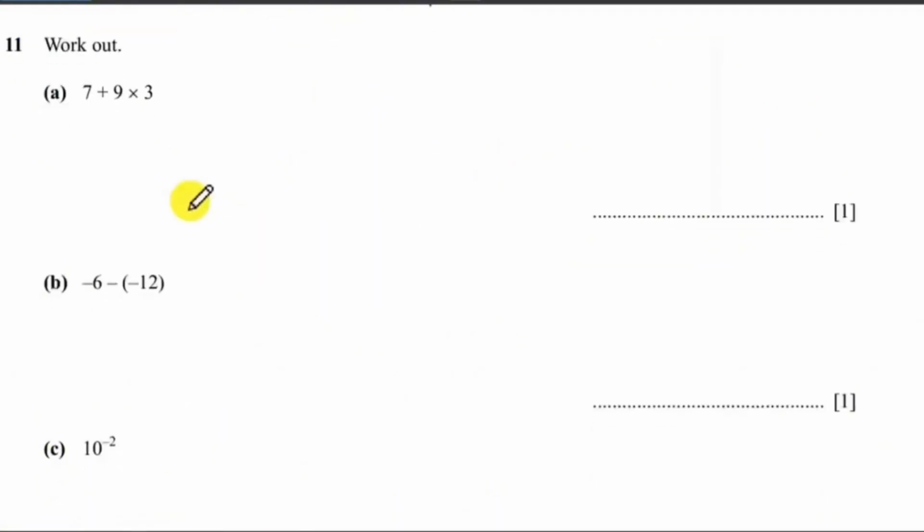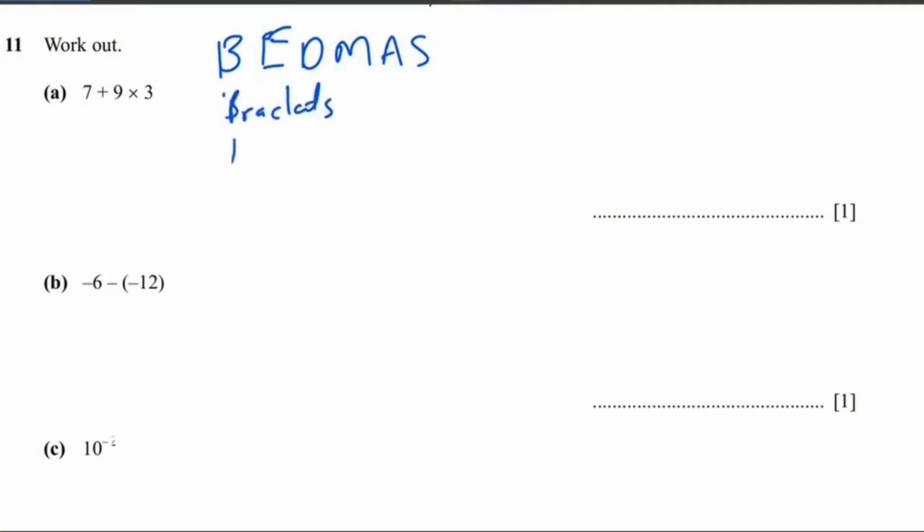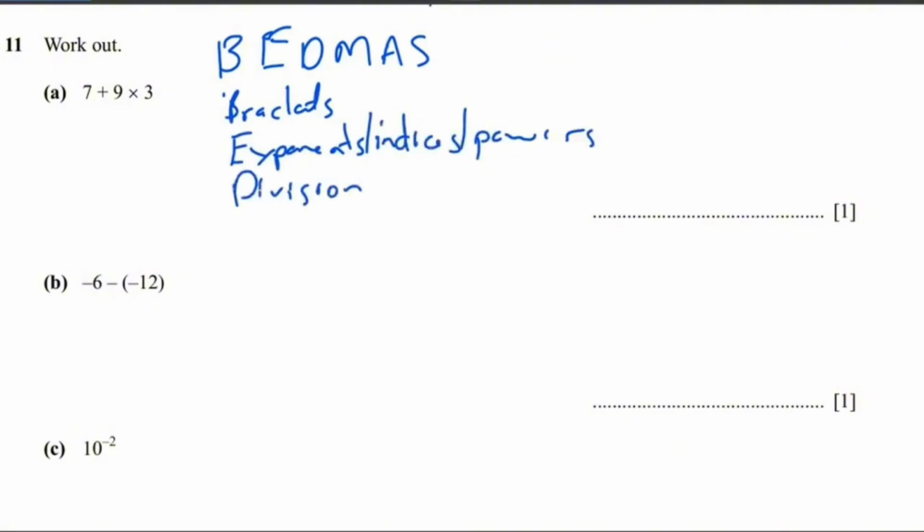Work out 7 plus 9 times 3. You must always watch for this. Remember to use our rule, BEDMAS or BIDMAS. It is the same. B for brackets, E for exponents or indices or powers, D for division, M for multiplication, A for addition, and S for subtraction.